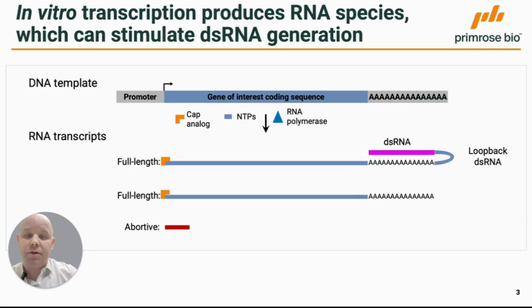There are many different mechanisms described in the literature, and one of the most common is predicted to be this loopback double-strand RNA, where we have a 3' extension, and the RNA polymerase transcribes back on the intended full-length transcript, forming double-strand RNA. Another proposed mechanism is priming of the full-length transcript with an abortive transcript, stimulating transcription back on the full-length transcript, forming this double-strand RNA.